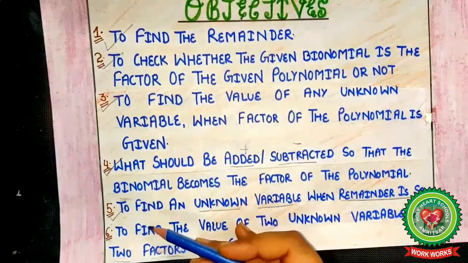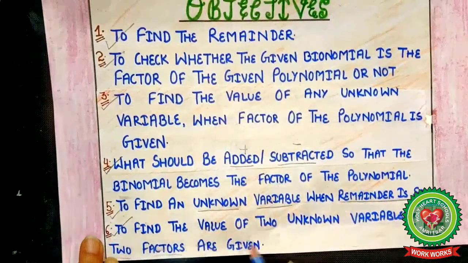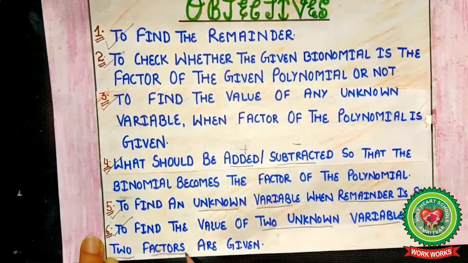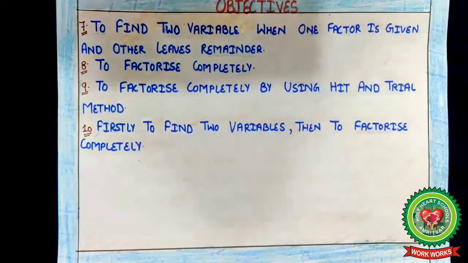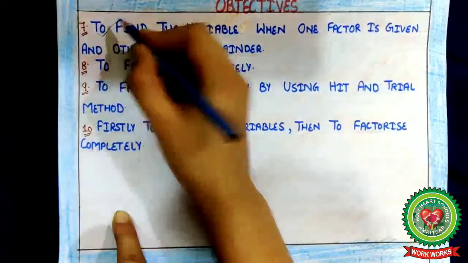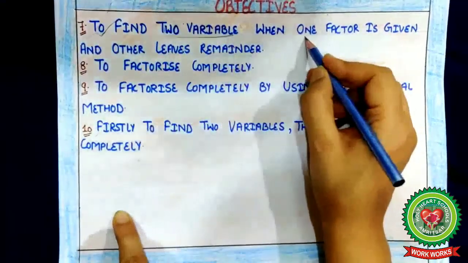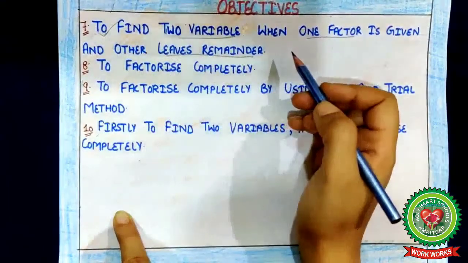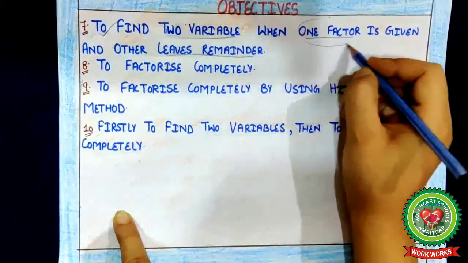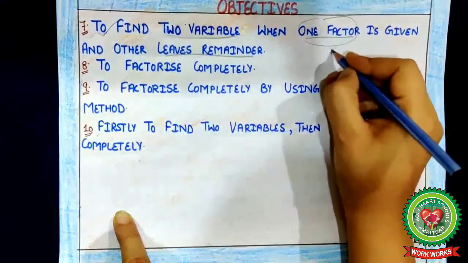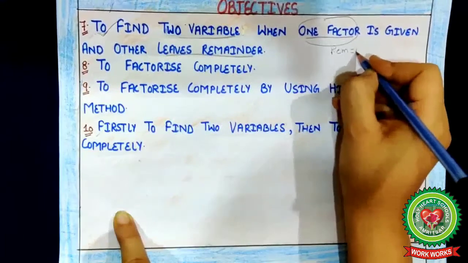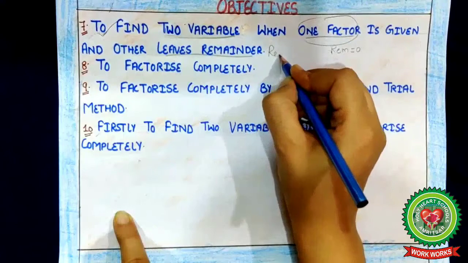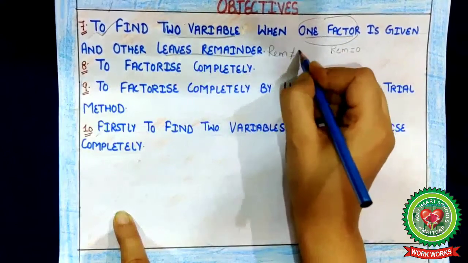Objective number 6 is to find the value of two unknown variables when two factors are given to us. Objective number 7 is to find two variables when one factor is given and other leaves the remainder. So what does it mean? It means that when factor is given, in that case remainder will be equals to 0. And when it leaves the remainder, what does it mean? It means that remainder not equals to 0.